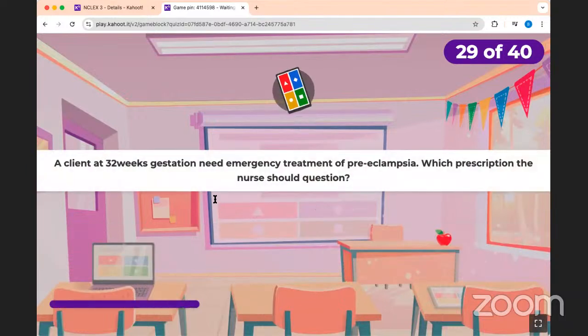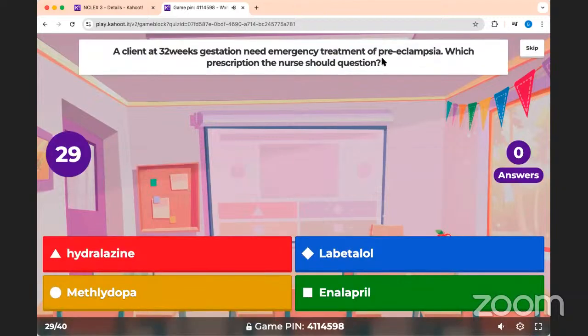A client at 32 weeks needs emergency treatment for preeclampsia. Which prescription should the nurse question? You know they have preeclampsia, your blood pressure is high, they need emergency treatment. She's 32 weeks. Don't pick a medication that you cannot use in pregnancy. That is the concept for that question. And I'll give it to you. To answer this question, that statement is what you need.